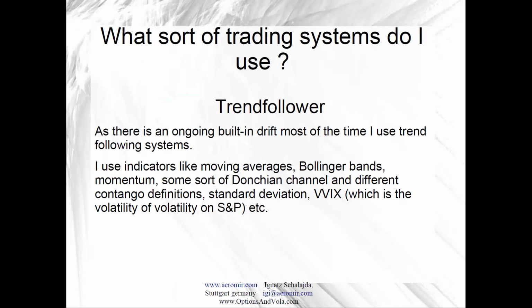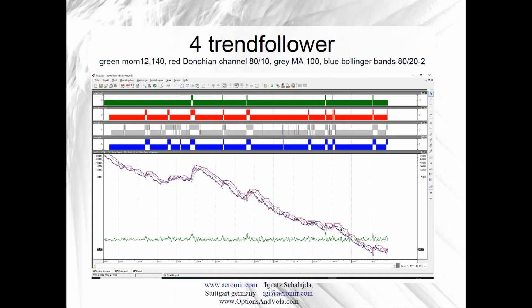So what sort of trading systems do I use? Of course, I use trend following. As there's an ongoing built-in drift, most of the time I use trend following systems. I use indicators like moving averages, Bollinger Bands, momentum, some sort of Donchian channel, and different contango definitions, standard deviations, VVIX, which is the volatility of the volatility on S&P, which is important. I will show that at the end, etc. And these are four simple examples for trend following. Here you see green, red, gray, and blue.